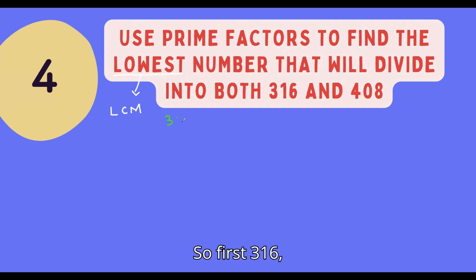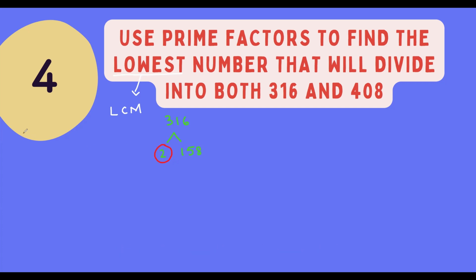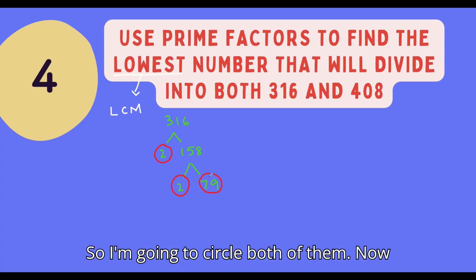So first 316, so 2 and 158. 2 is prime, so I'm going to circle 2. And then I'm going to carry on prime factorizing 158. So 2 times 79. And now 2 and 79 are both prime numbers, so I'm going to circle both of them.